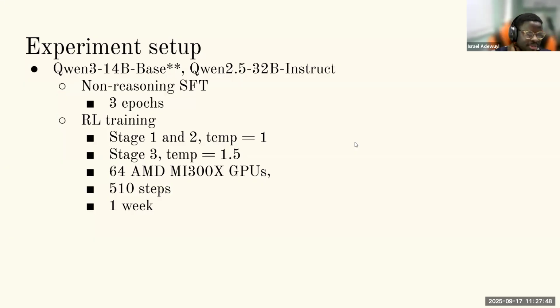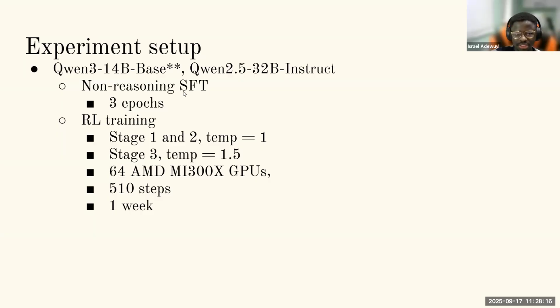So yeah, experiment setup. The models that they used were Qwen3 14B base and Qwen2.5 base. Because this was already an instruct model, they didn't perform non-reasoning SFT on it, and actually throughout the paper they only referenced this Qwen2.5 base a few times. So we're focusing on Qwen3 14B base.